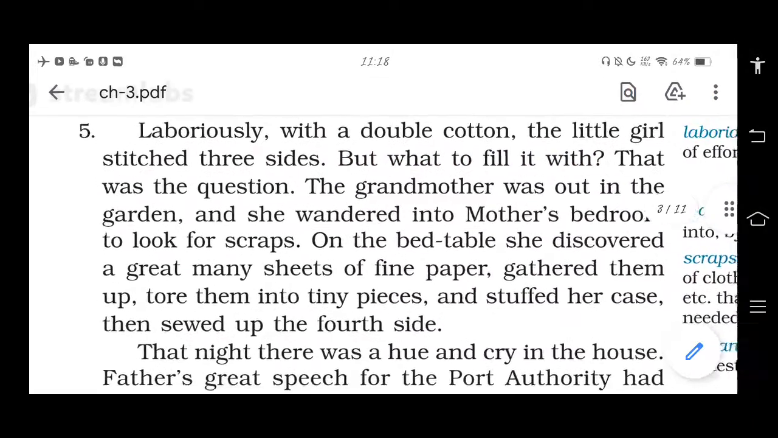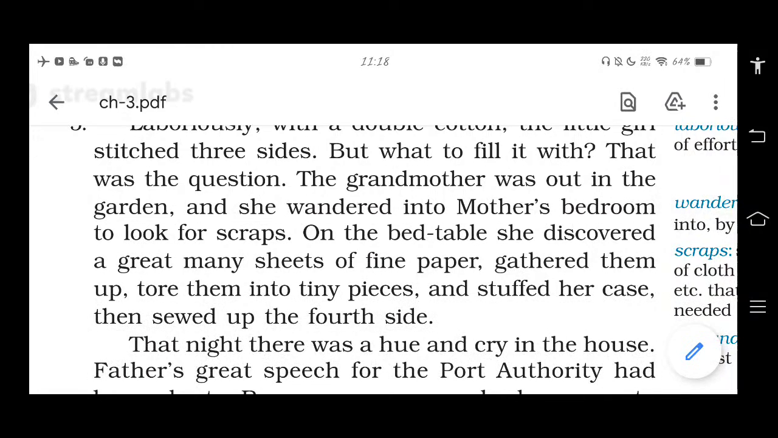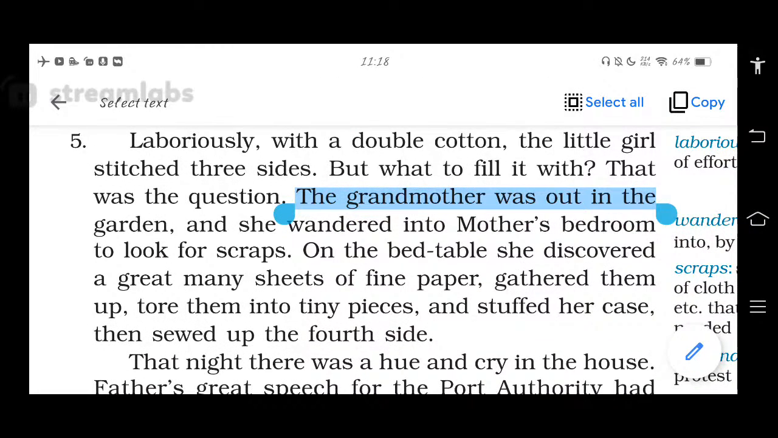The grandmother was out in the garden. So when she had prepared all those things, see there, her grandmother was not very close to her. If she were very close to her, at least she would have asked. As her grandmother was out in the garden, she wandered. Wandered means nothing but moved in and around into the mother's bedroom to look for the scraps. So first she wants to fill the open place with the scrap part. And that is why she wandered into the bedroom and on the bed table.